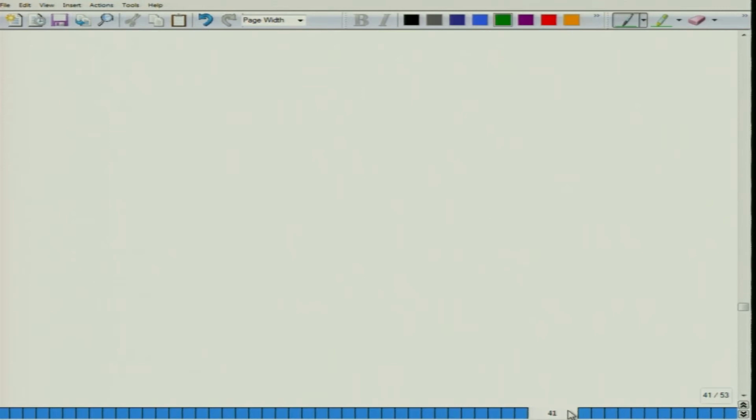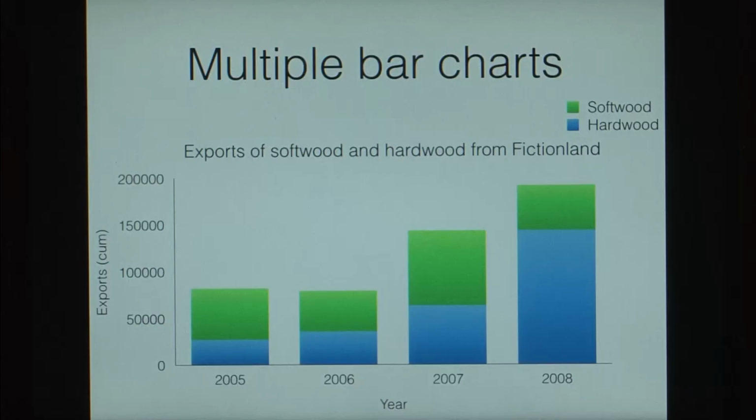Next, we have multiple bar charts. Now, multiple bar charts are deployed if we wish to show different kinds of data. The multiple bar chart that you see on the screen depicts the exports of softwood and hardwood from a fictional country called Fiction Land in various years. So, we can see on the x axis we have the years 2005, 6, 7 and 8. On the y axis we have the exports in cubic meters. The softwood is represented in green color and the hardwood is represented in blue color. We can make out that the total exports have been increasing. Now, how do we make out these total exports? By looking at the cumulative length of the bars with the green and the blues combined.